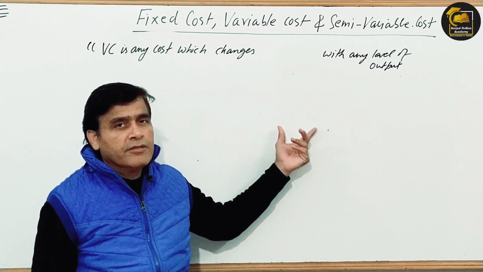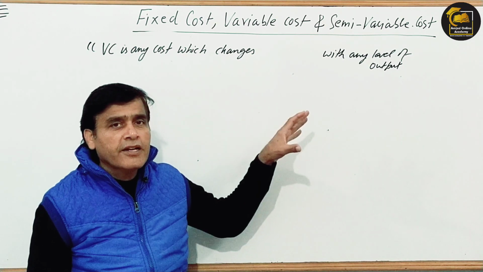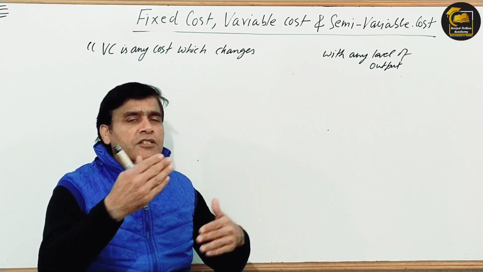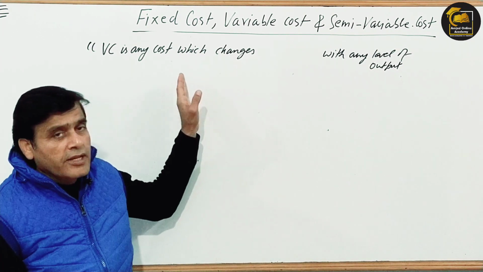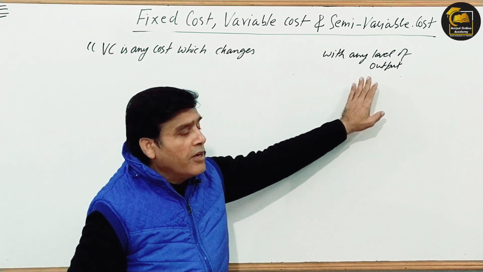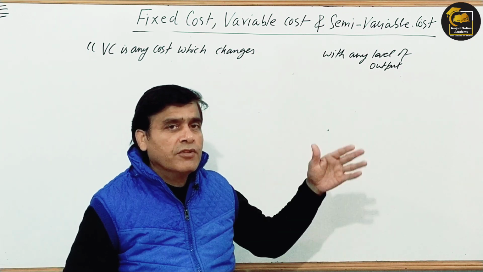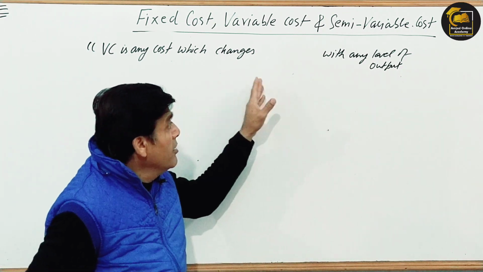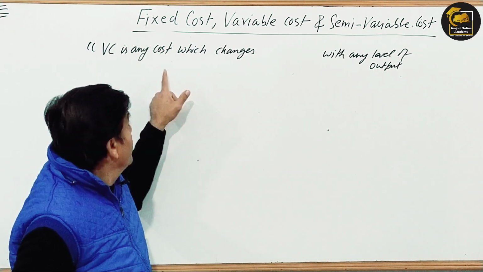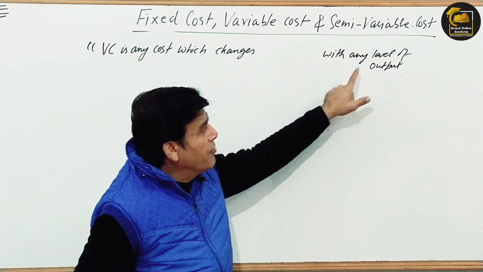As the name indicates, because all of you belong to an English medium background, you must understand the meaning of fixed and variable. Anything which is fixed is fixed, anything which keeps changing is known as variable. The variable cost is any cost which changes with any level of output, just the vice versa of the fixed cost. But observe this definition here: VC is any cost which changes with any level of output.